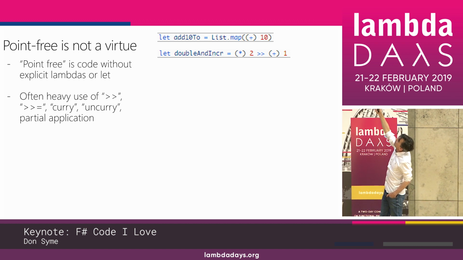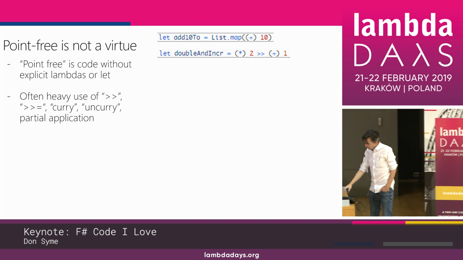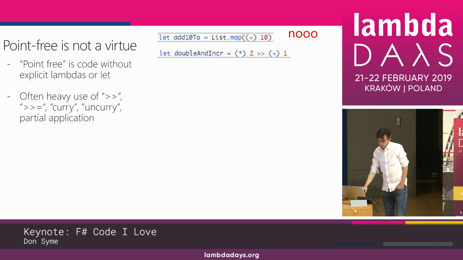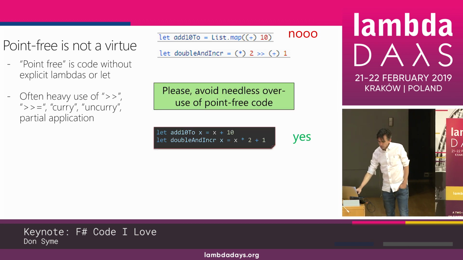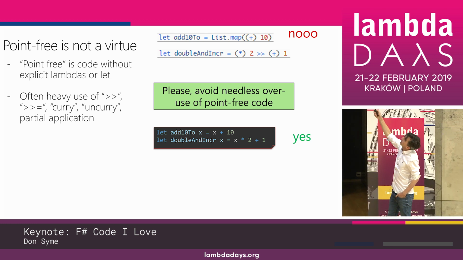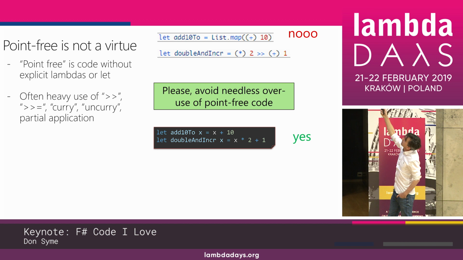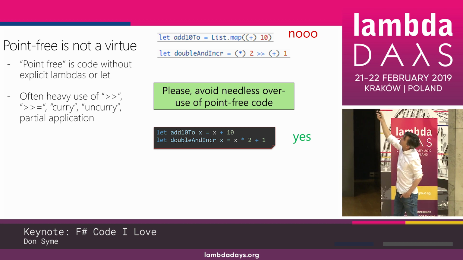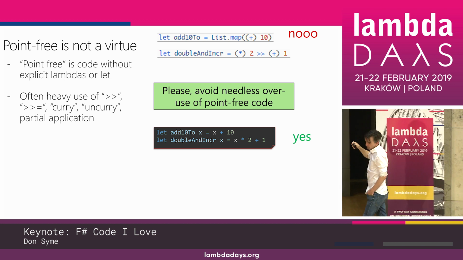List.map, and the plus operator applied to 10. Double the answer times 2 plus 1, sort of composed with plus 1. It's cute, but I just say, just don't do it and avoid it if possible. And just write it the obvious way. Add 2x is x plus 10, and double an increment is x times 2 plus 1. This is just so much better, so much more readable.